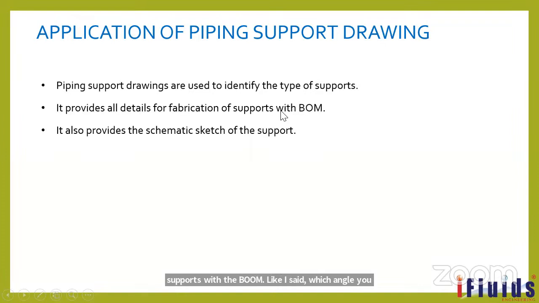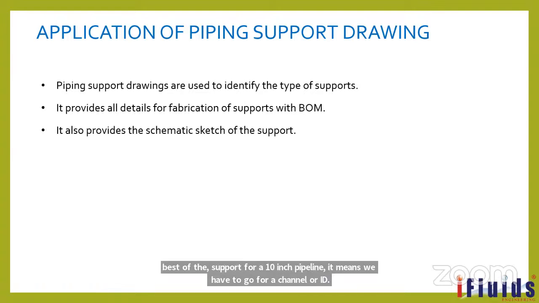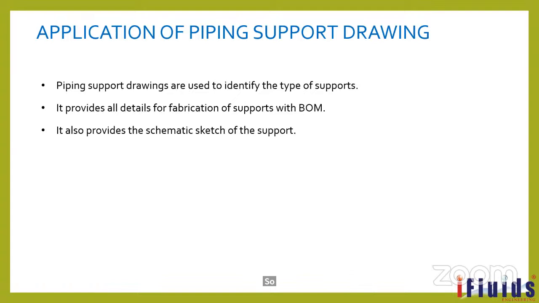Some areas we will mention PS1A. PS1A means according to the pipe size, for 2 inch we have to use the 50 mm angle support. For a 10 inch pipeline, we have to go for a channel or I-beam. So those details will be available in the support drawing only. It also provides the schematic sketch of the support, so we can get some idea of the final shape.